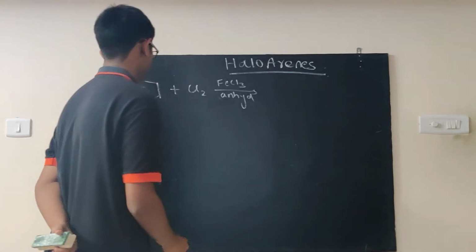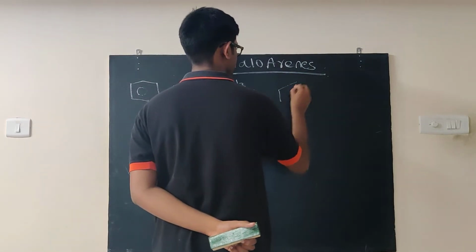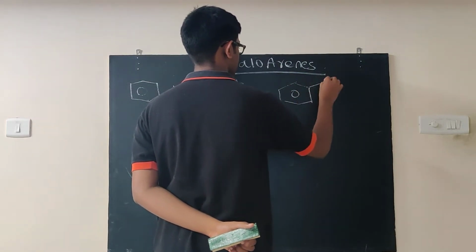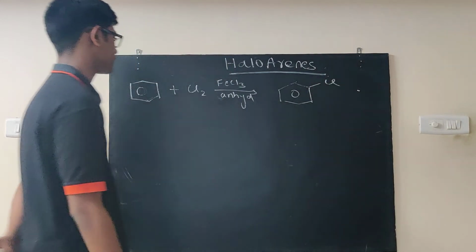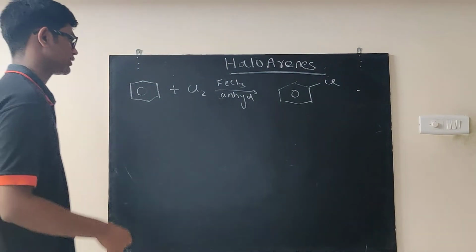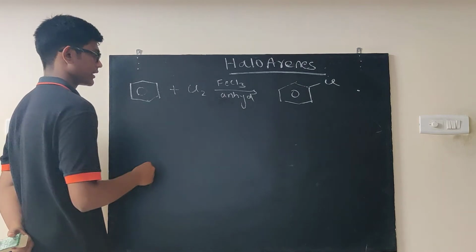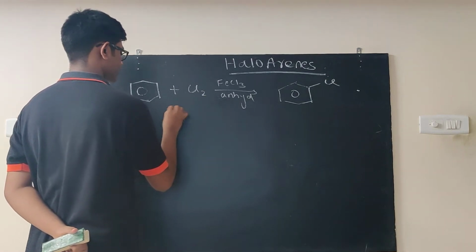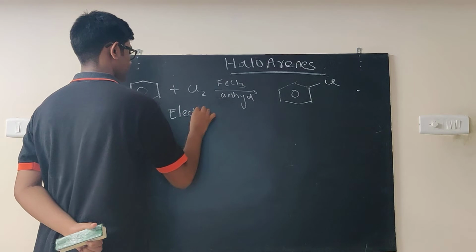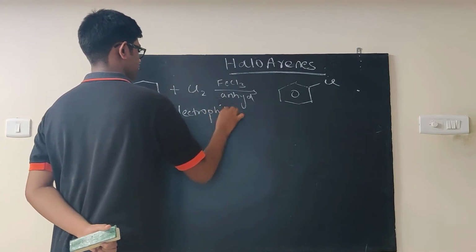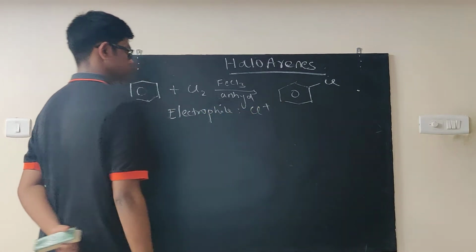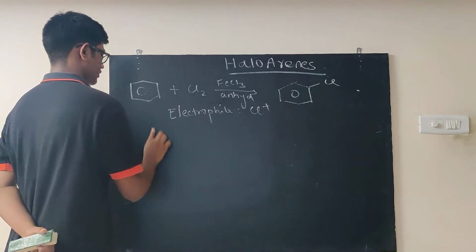This is halogenation. You're going to get what? And you know all the rules, right? Meta directing, ortho-para directing, all that stuff. The electrophile here is what? The electrophile is Cl plus.